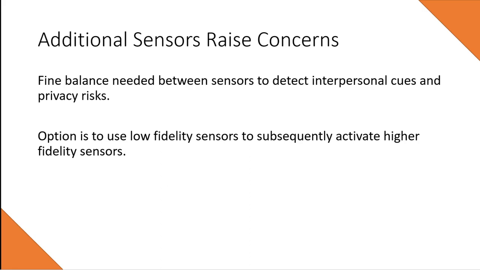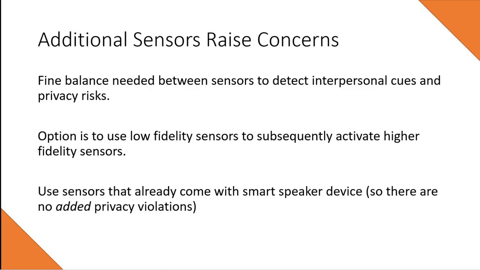Another option is to only leverage already existing sensors, so there are no additional sensors and no additional privacy violations. For example, many participants were worried about the gaze condition, since it added an extra camera into their home. Thus, this form of privacy control would only be used for smart speakers that already incorporate a camera, such as a Facebook Portal or an Amazon Echo Show.